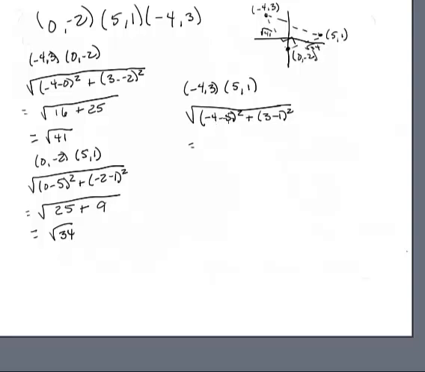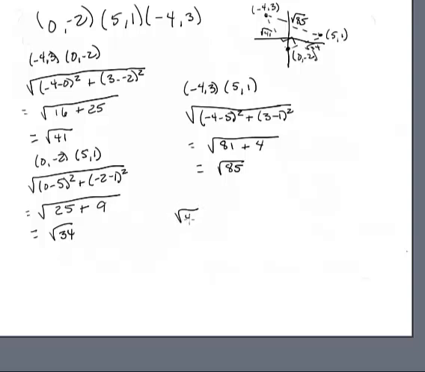This is negative 9 squared, which is 81. And this is 2 squared, which is 4. So I end up with the square root of 85. So if this truly is a right triangle, I should be able to do a squared plus b squared equals c squared. Okay, so let's try it.